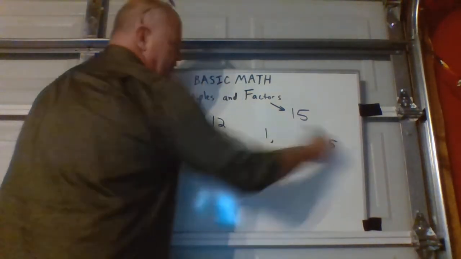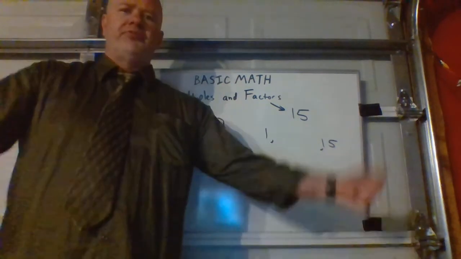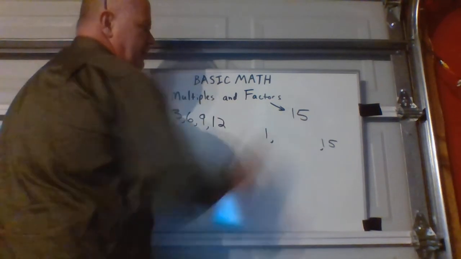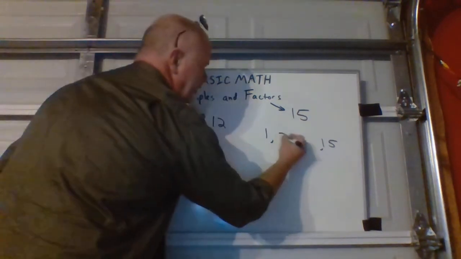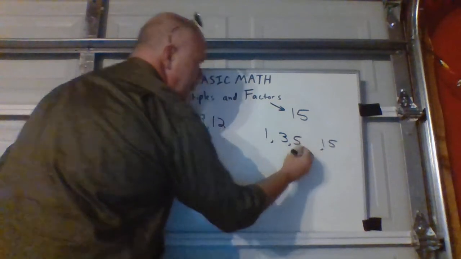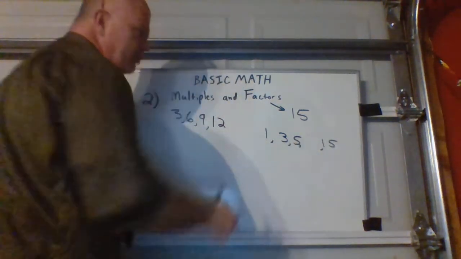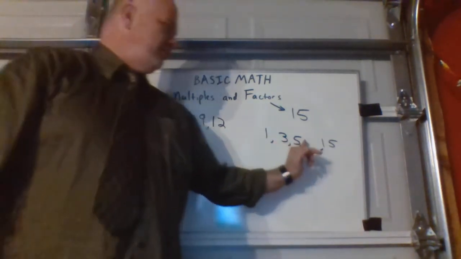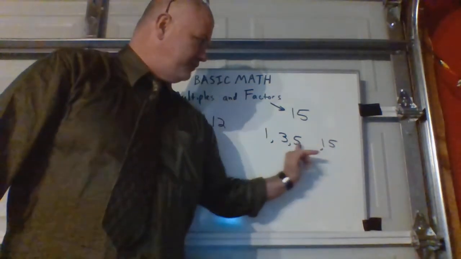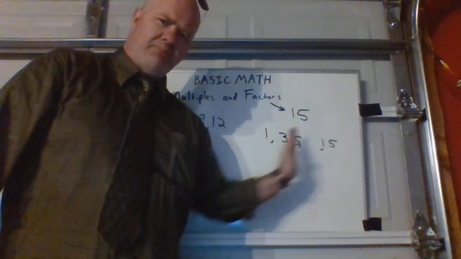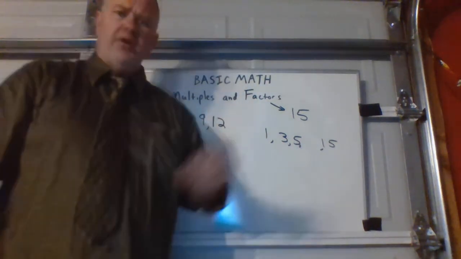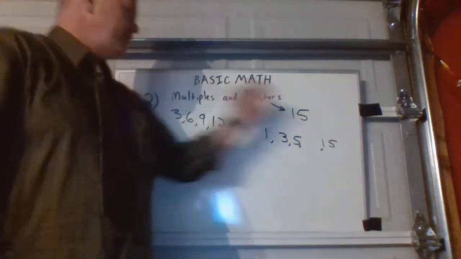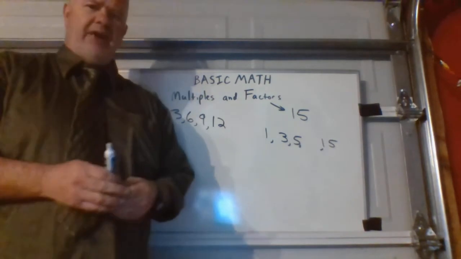Let's think about some other factors, some numbers that we can multiply together to get 15. Well, we know 5 times 3 will get us there. So I got a 3 here, I got a 5 there. When we do this, we're able to list all of the factors. Now we can look between the 5 and the 15 and think, are there any other numbers that'll fit in there? No, we don't have any, so we know we have all the factors listed. So this is the difference between multiples and factors.